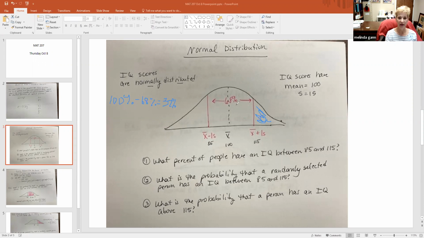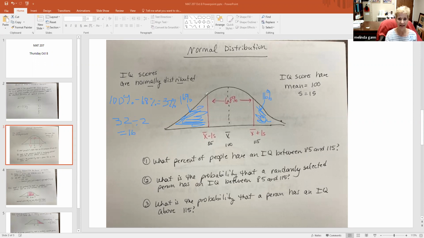So do you understand that the 32 has got to be split between here and here? This thing is symmetric, so this area has got to be the same as that blue area. So I have to split that 32 in half. So when I take that 32 and I divide by 2, I'm going to get 16. So that tells me that this area right there is 16%, and that area right there is 16%.